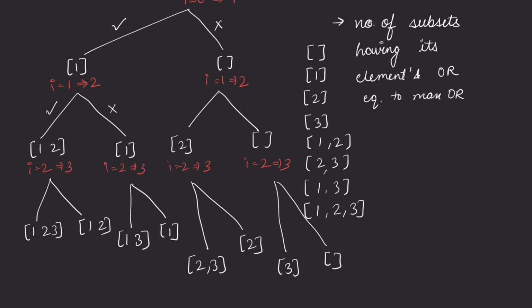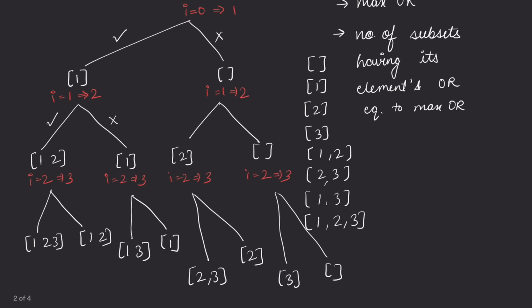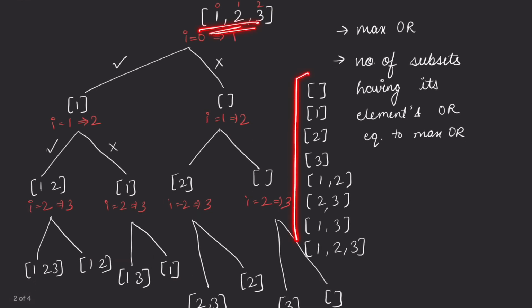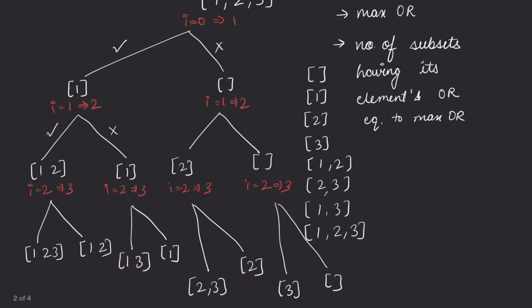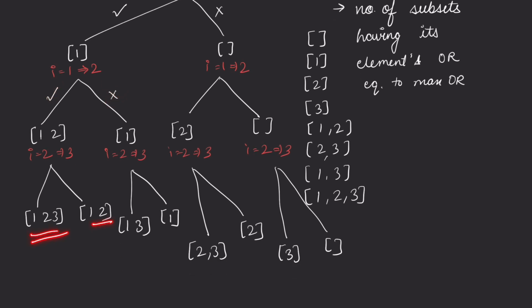So now you will see that when we have traversed all the array elements, when we have checked for all the array elements, then at the last, we are left with all the subsets of this array. Here we had got 8 subsets. So these are those 8 subsets. So if we traverse for all the elements and at every point we either take it or we do not take it, then at the last we will end up with all the subsets of the array.